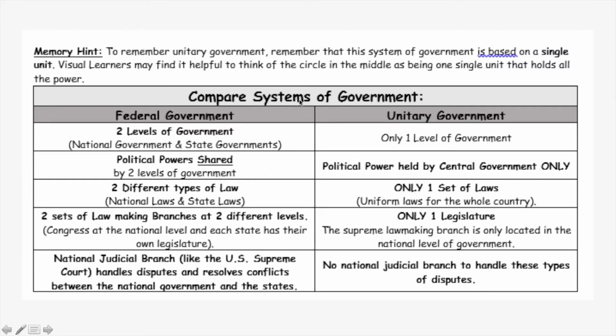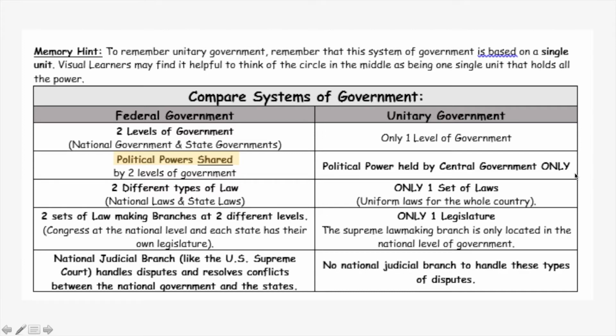Now, this is a comparison chart comparing the systems of government between federal and unitary. So on this side, there's two levels of government. We've got our national government and our state governments. And technically, we even got little local governments too. Unitary government, it's just like one giant level, right? It's like the large unit in the center has all the power. But in federal, they both have power, the national and the state. Political power is shared in a federal system, but political power is held by the central government only in a unitary.